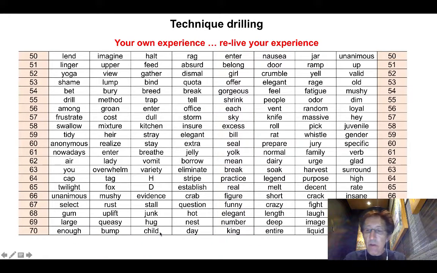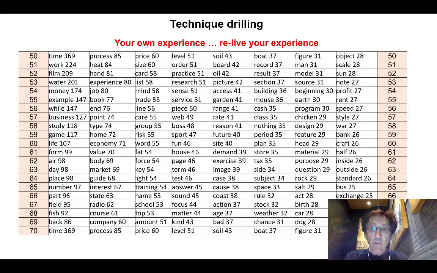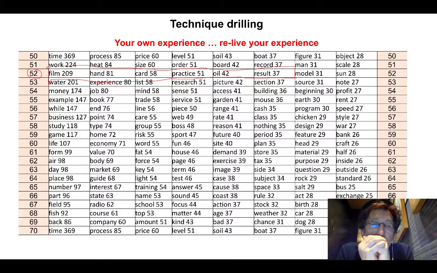Okay. Let me see. Let's go to page 49. Okay, so let's take line 52, and we're going to take the first 6 words. Firm, hand, card, practice, oil, razor.